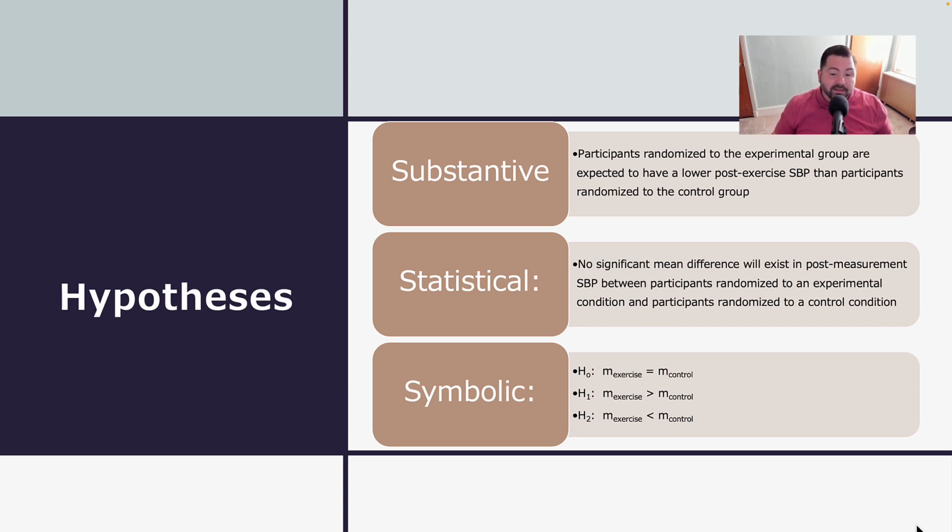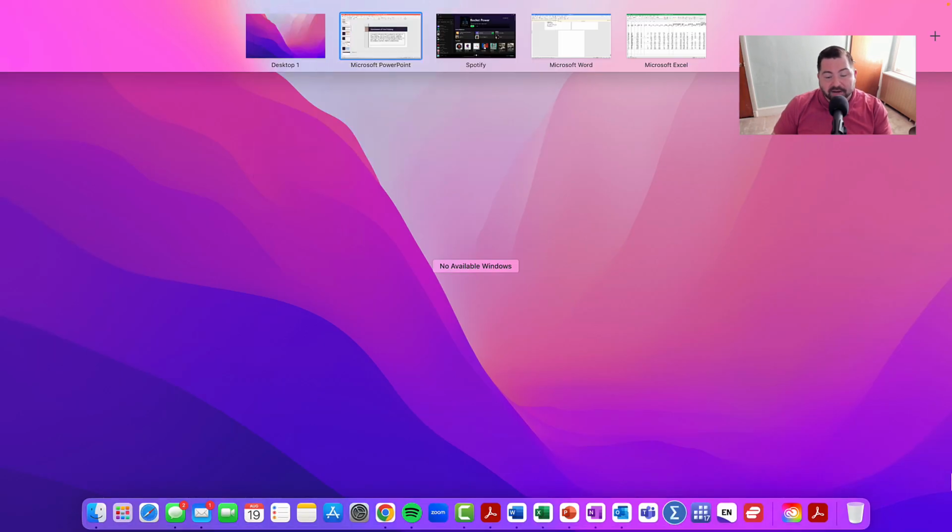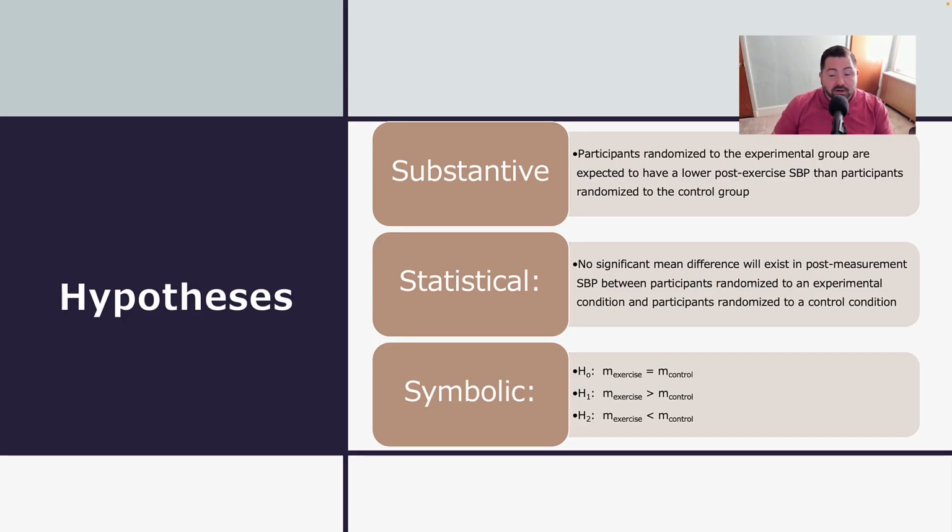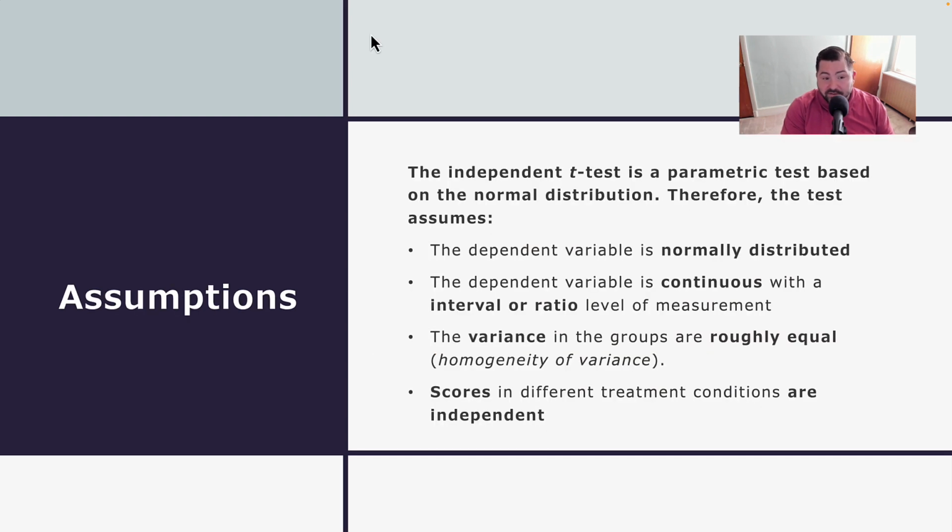So then, to make this look appropriate from a symbolic perspective, you can see that the null, H0, shows that the mean for the exercise group is equivalent or not statistically different from the mean of the control. In H1, the first alternative, you can see that the mean for the exercise group's blood pressure will be greater than the mean blood pressure for the control group. The second alternate hypothesis would show that the mean for the exercise group's blood pressure is smaller or less than the mean for the control. So we're making sure that we have everything represented here, so that when we run the statistics, we know what the definitive answer is.